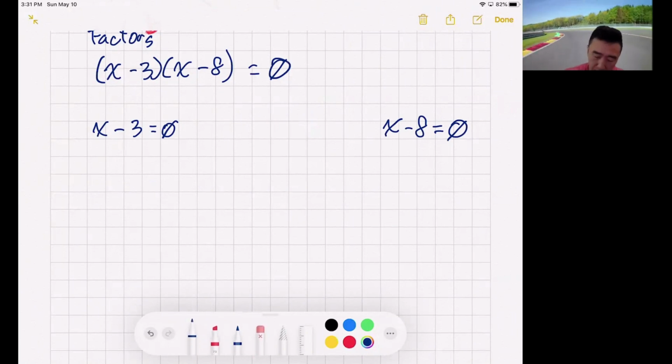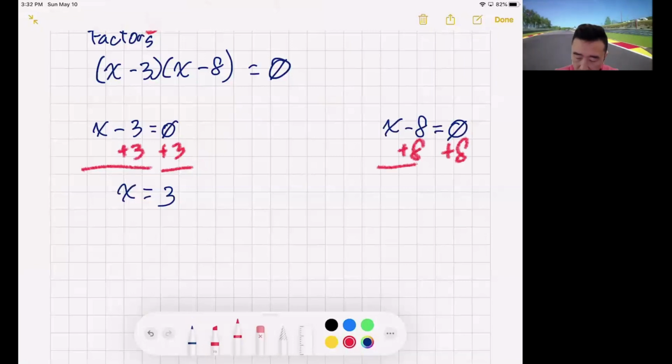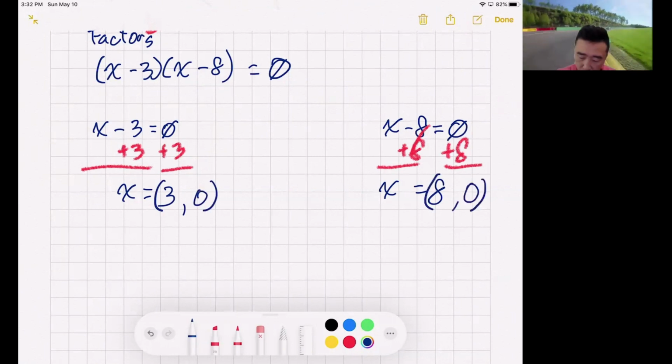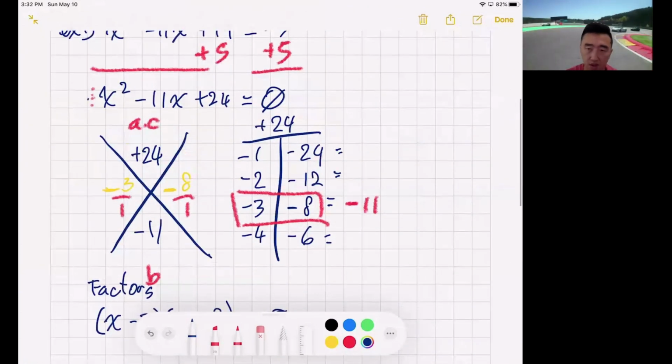So let's see. In order to find the 0 here, I'm going to add 3 on both sides, and I end up with x equals 3. So that's one solution, okay? The other solution is plus 8, and I get x equals 8. That's the other solution. So the solutions are (3, 0) and (8, 0). Or sometimes they'll just say 3, 8, like that, okay? So that was really easy because a was 1.